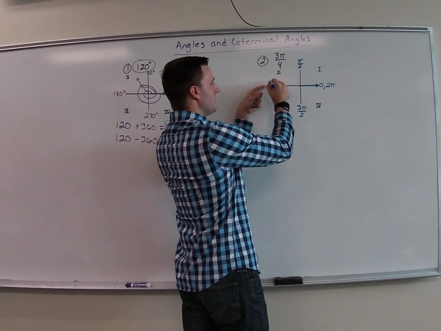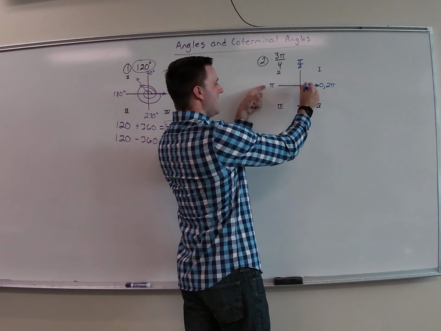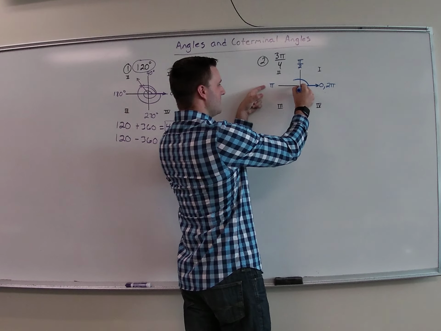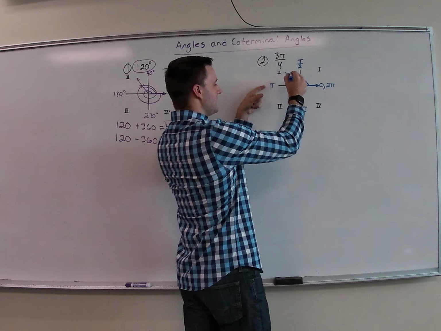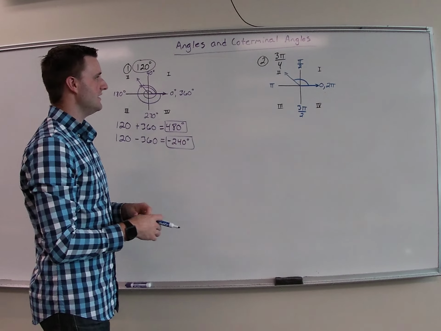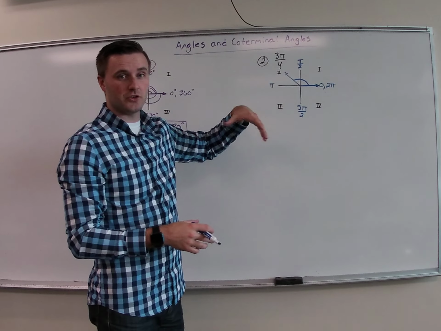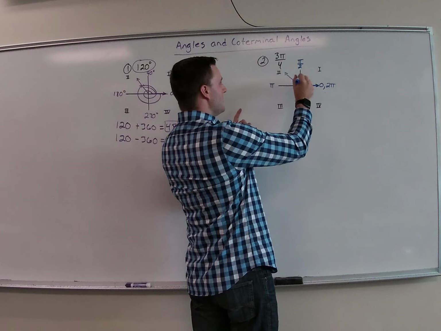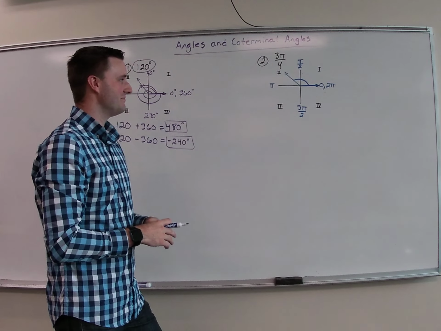Well, 3 pi over 4 is in between 1 pi and 1/2 pi, so I'm going to come all the way around halfway between, and I'm going to end in quadrant 2 again, a different angle measure than 120. This is really the equivalent of 135 degrees. But this is the angle measure 3 pi over 4.